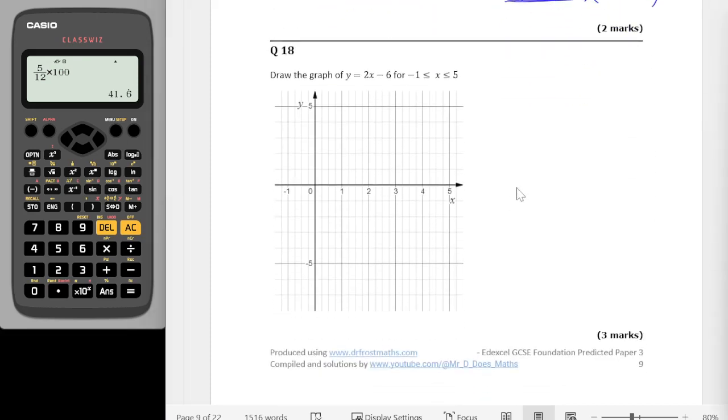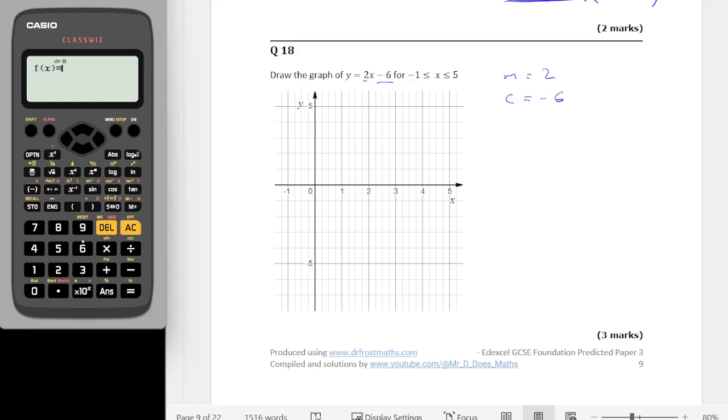Okay, question 18. Draw the graph of y is equal to 2x minus 6. So we've got quite a few ways that we could do this. We could do this straight from principles and say that the gradient of this graph is going to be 2. And the intercept on the y-axis is going to be minus 6. So we could draw it straight from the properties. Or alternatively, we could draw it from a table of values. We can use our calculator for the table of values.